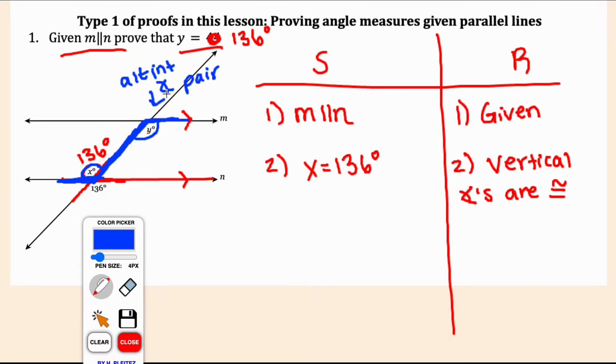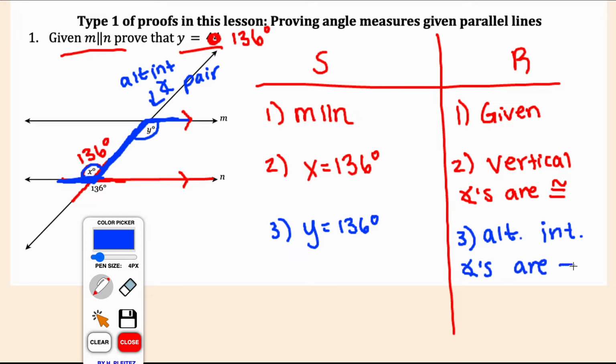And we know our lines are parallel. So if we know our lines are parallel and we have alternate interior angles, well, guess what? We know that they're congruent, right? So our third statement is, hey, y equals 136 degrees. And our reasoning for that is alternate interior angles are congruent when lines are parallel.